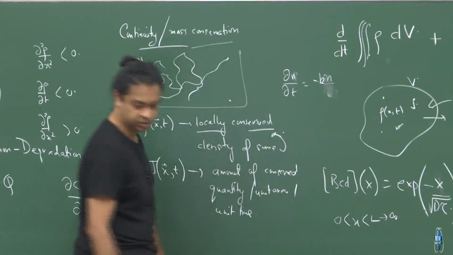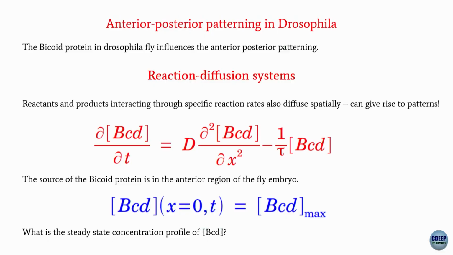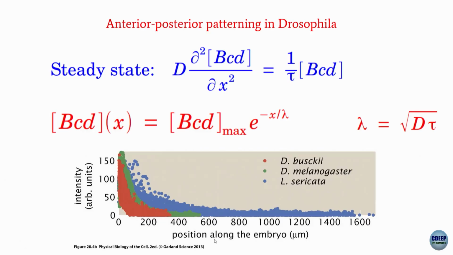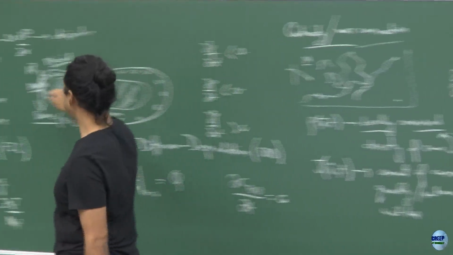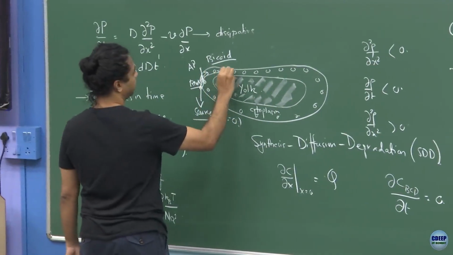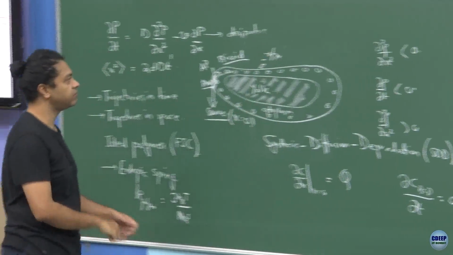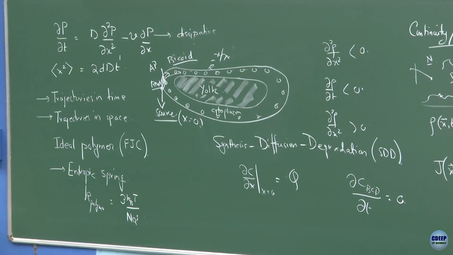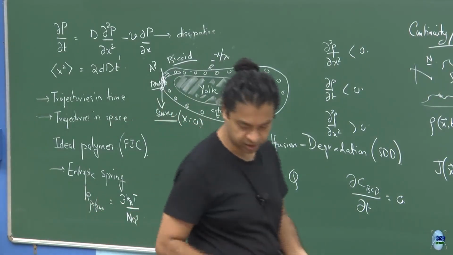So, you will get some sort of a characteristic length scale, and this characteristic length scale is going to depend on your diffusion coefficient and the lifetime of the bicoid protein. So, you get e to the power of minus x by lambda, where this lambda is square root D tau. Therefore, if I think about this Drosophila embryo, there will be more bicoid protein here, less here, and so on and so forth, with a profile that looks like this, e to the power of minus x over lambda, and this lambda depends on the diffusion coefficient and the characteristic time scale.